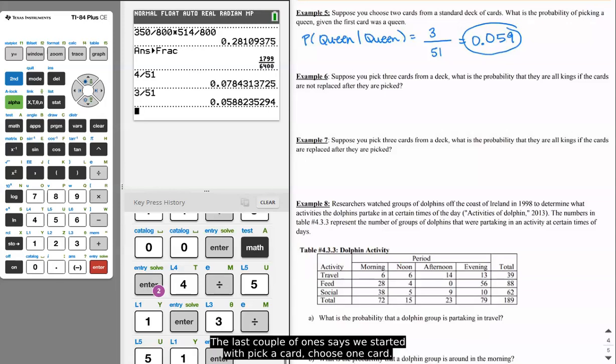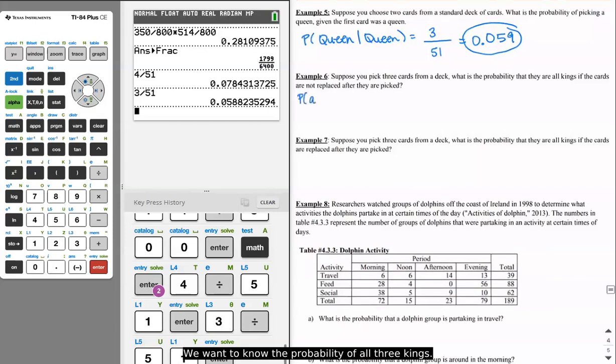The last couple of ones, right, we started with, pick a card, choose one card. What's the probability of this given this, right? In examples 5 and 4 you're choosing 2 cards, but we're focusing on the probability of just the second card. Now with example 6, we're choosing 3 cards, but we want to know the probability of all 3 cards together. So we're going to have 3 probabilities for this one. So we want to know the probability of all 3 kings.